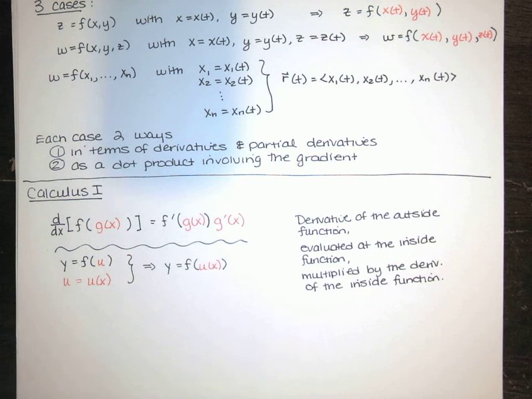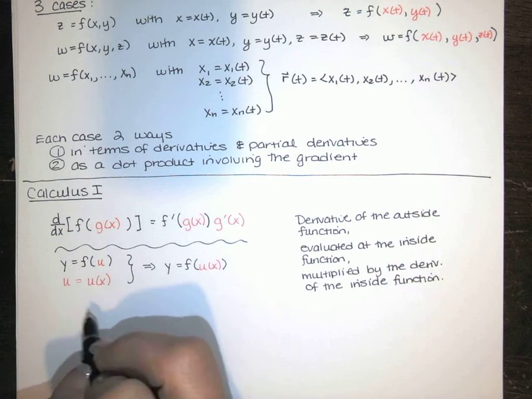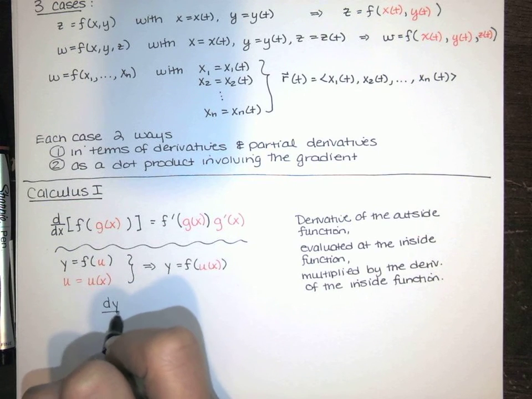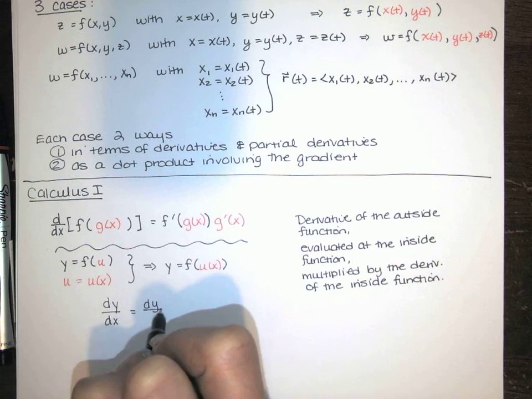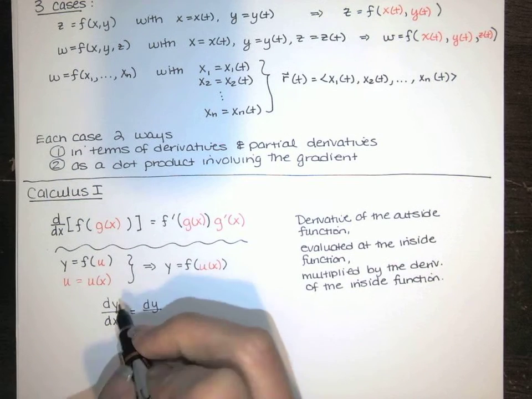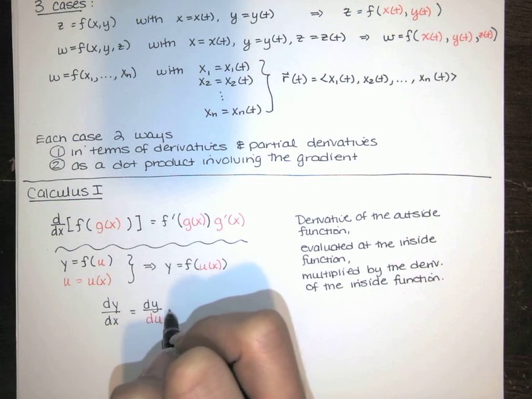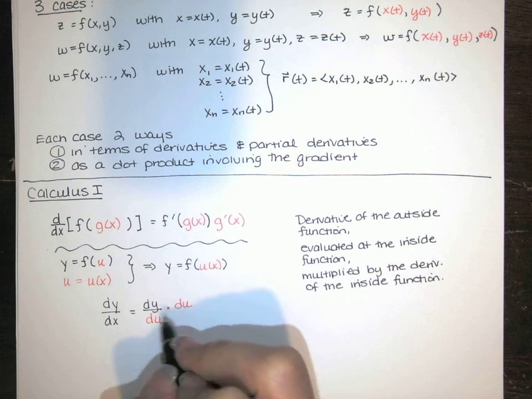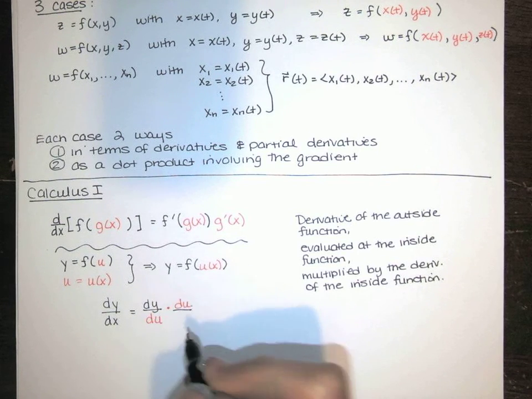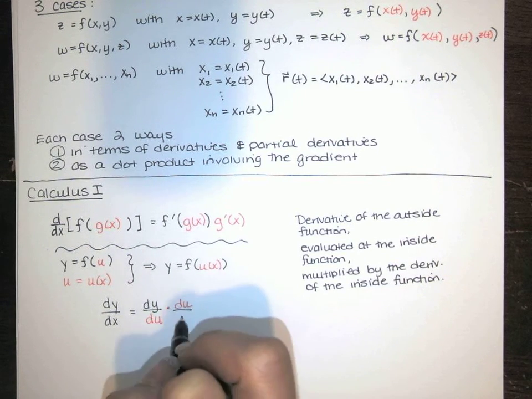Here's the Leibniz notation for the derivative of y with respect to x, because y now depends on x. The derivative of y with respect to x is the derivative of y with respect to u times the derivative of u with respect to x. Now this is just a regular multiplication, not a dot product, because neither of these are vectors.